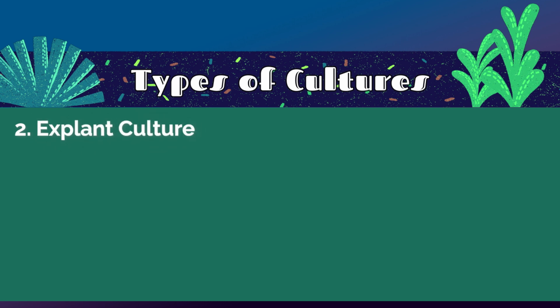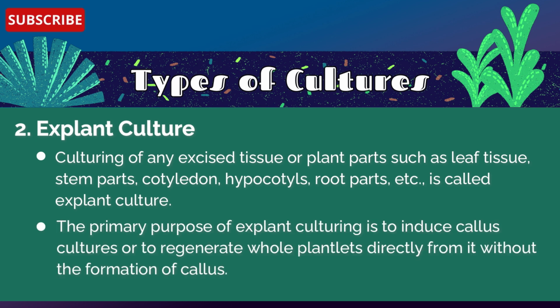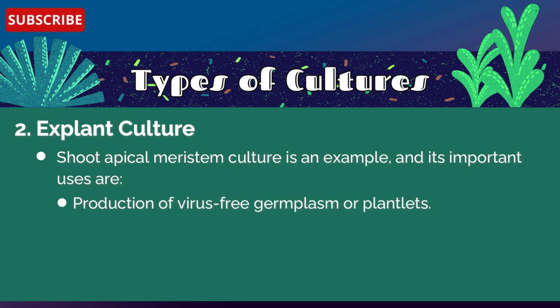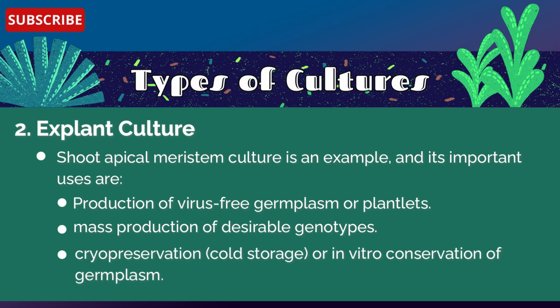Number 2. Explant culture. Culturing of any excised tissue or plant parts such as leaf tissue, stem parts, cotyledon, hypocotyl, root parts, etc. is called explant culture. The primary purpose of explant culturing is to induce callus cultures or to regenerate whole plantlets directly from it without the formation of callus. Shoot apical meristem culture is an example, and its important uses are production of virus-free germplasm or plantlets, mass production of desirable genotypes, cryopreservation, cold storage or in vitro conservation of germplasm.